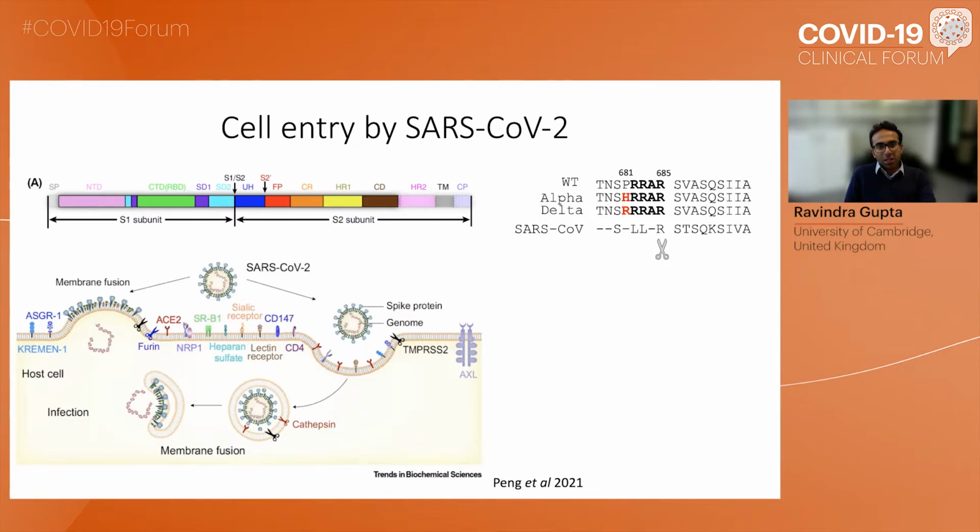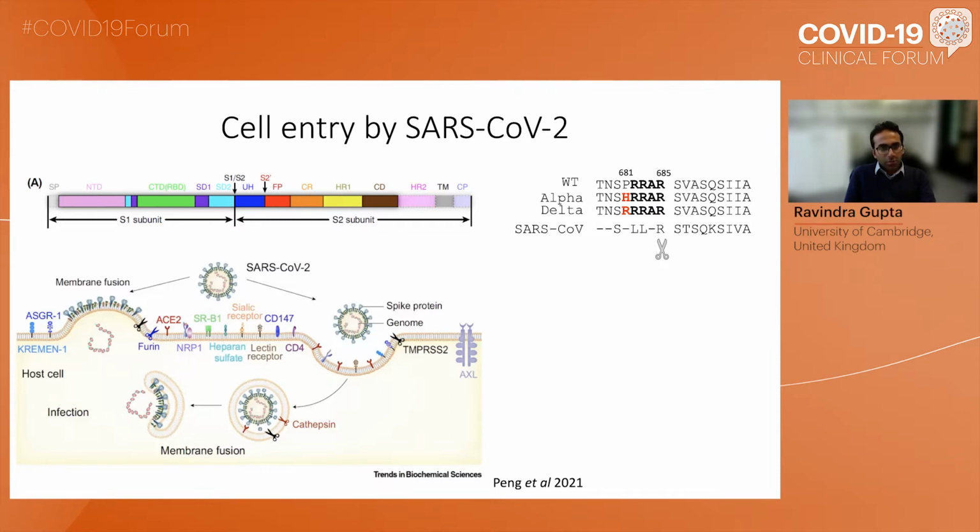The spike protein is cleaved at the S1/S2 junction, and then again at the S2 prime. The S2 subunit largely mediates the fusion event and has a transmembrane component in it as well. It also has domains that may be involved in immune recognition.